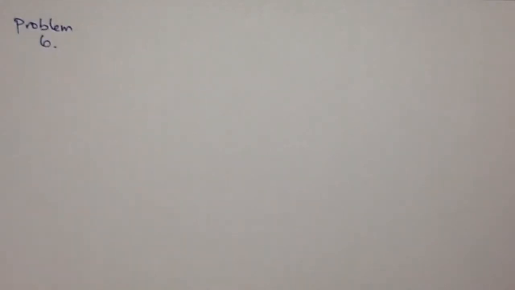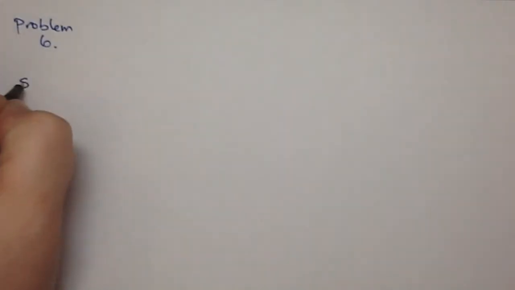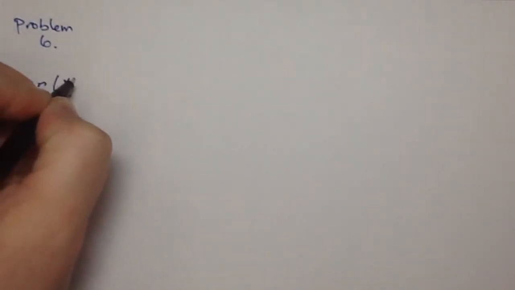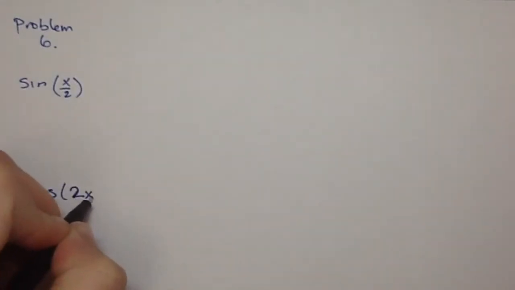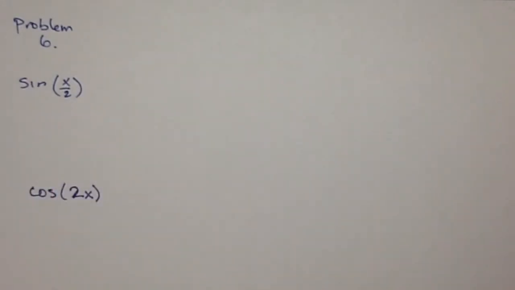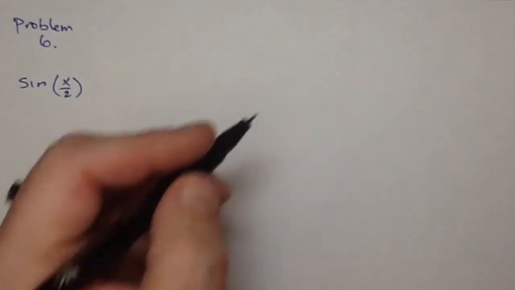So we're on to problem 6. And they say, evaluate the exact values of sine of x over 2 and cosine of 2x, given that secant x is 3 over 2, and 270 is less than x is less than 360.